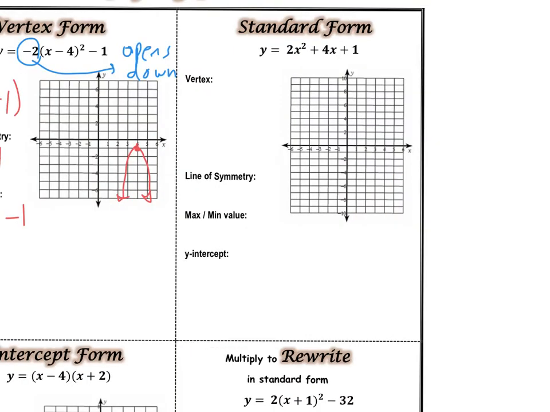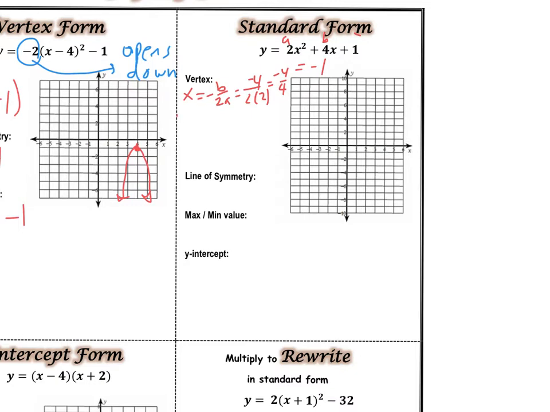All right, next up here, we got standard form. So then standard form, we find the vertex. First of all, we have to use our formula here. We have to use x equals -b/2a. So we have a, b, and c are the numbers in front here. So it's going to be -4/(2 times 2). So that's -4/4. And so we know now the x value of our vertex is going to be -1.